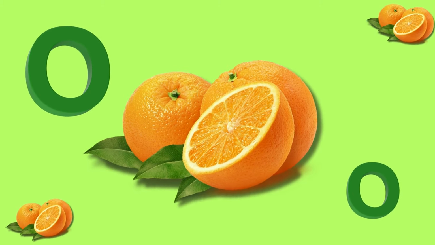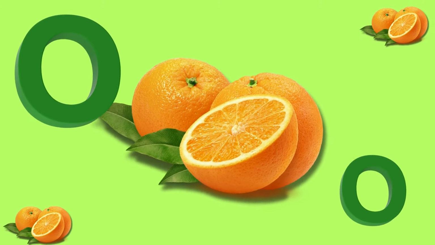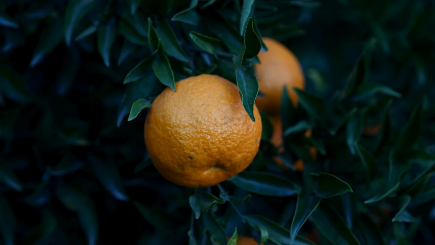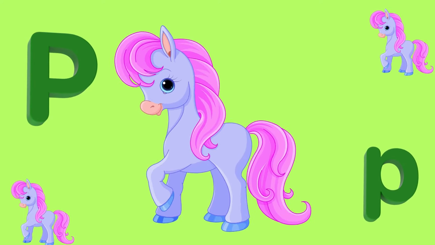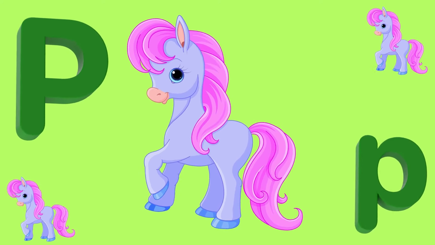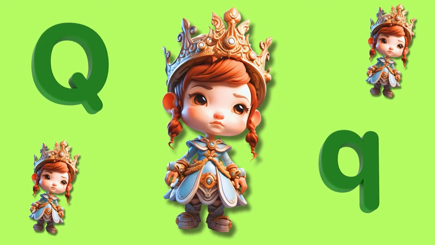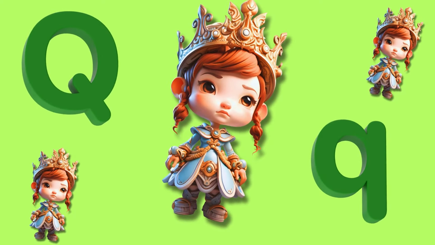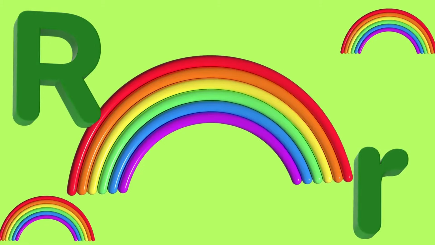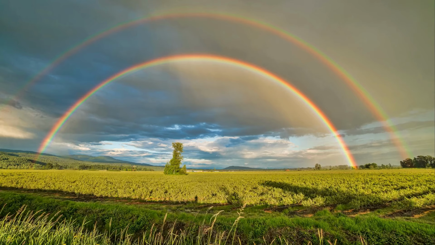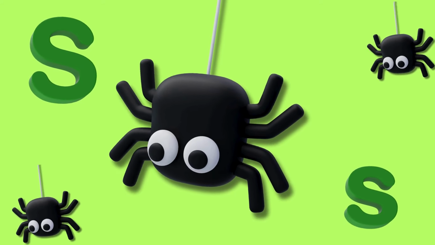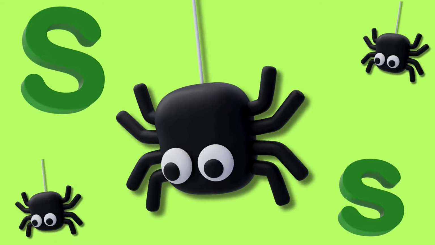O is for orange, o, orange. P is for pony, p, pony. Q is for queen, k, queen. R is for rainbow, r, rainbow. S is for spider, s, spider.